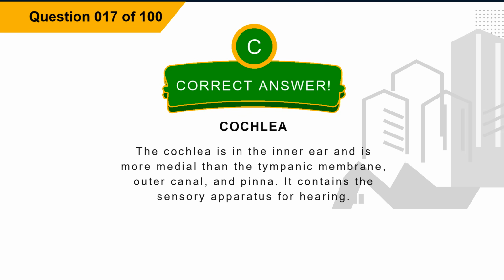The correct answer is option C, cochlea. Explanation: the cochlea is in the inner ear and is more medial than the tympanic membrane, outer canal, and pinna. It contains the sensory apparatus for hearing.